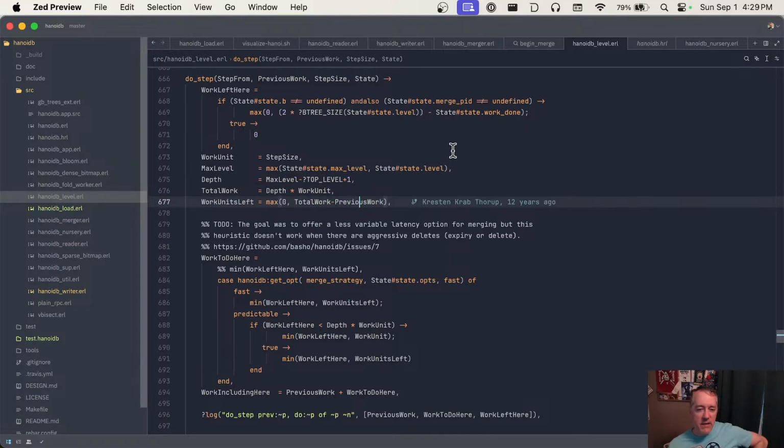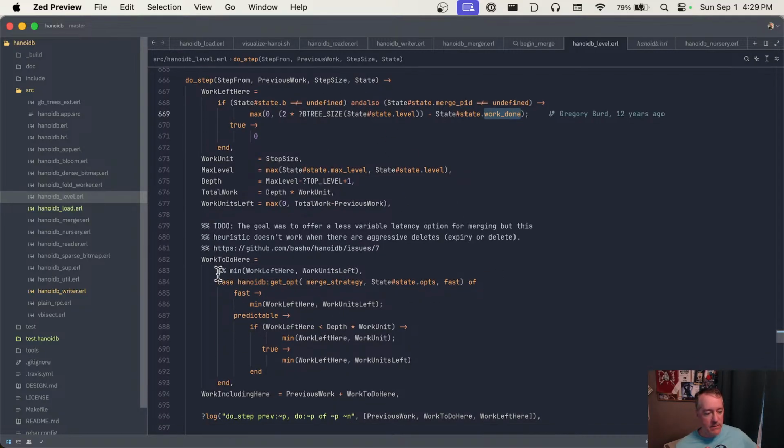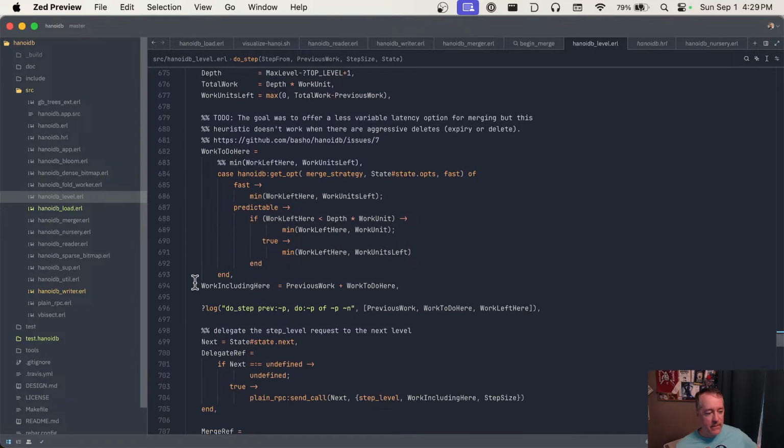What's not clear to me, and I think we'll have to learn this in a bit, is what's the difference between this previous work thing that's passed in versus the work that has been accounted for in the state. Because that seems to be the crux of what should be done. Okay, work including here is previous work plus work to do here. So this is like, here's how much we're about to take on.